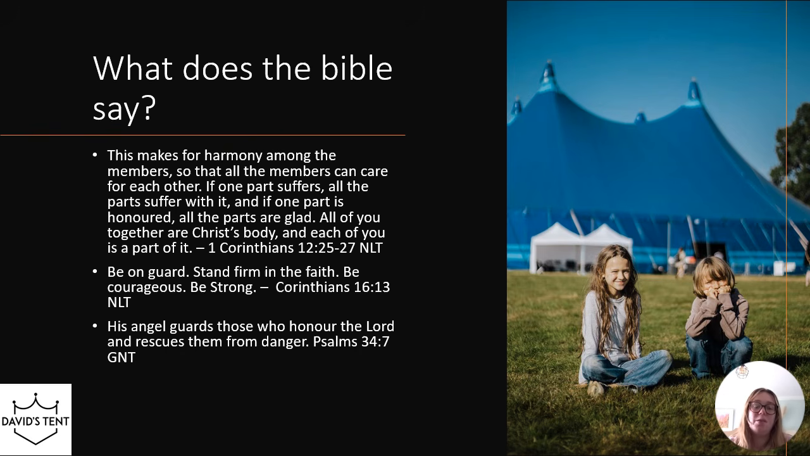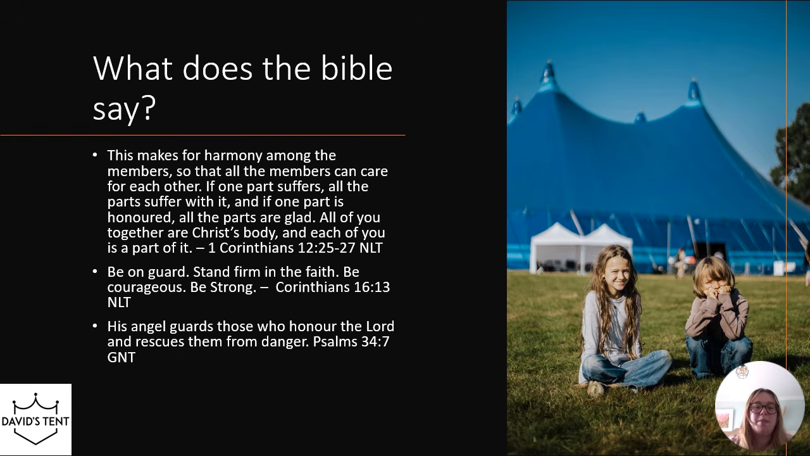Safeguarding is a word that we hear quite a lot, and it's sometimes seen as something that can be quite daunting. However, I think for me personally, it fundamentally actually feels like a biblical principle. There are some verses on the slide to hopefully help me explain this a little bit.